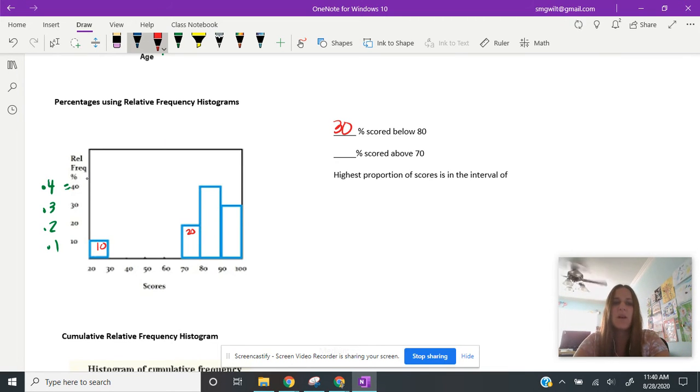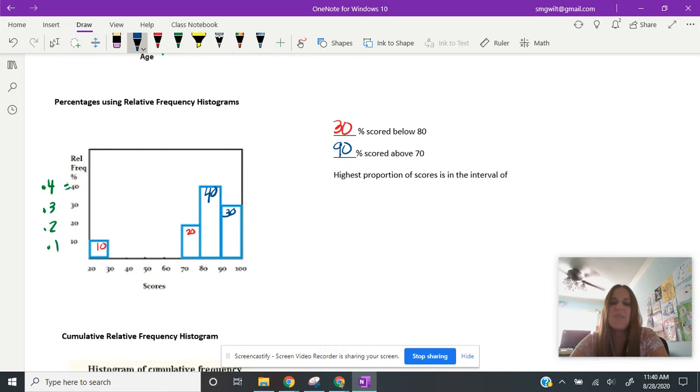If I want to know what percent scored above 70, I've got that 20. But then I've also got a 40 and a 30. So I would have to add those all up. So that would be that 90% scored above a 70.